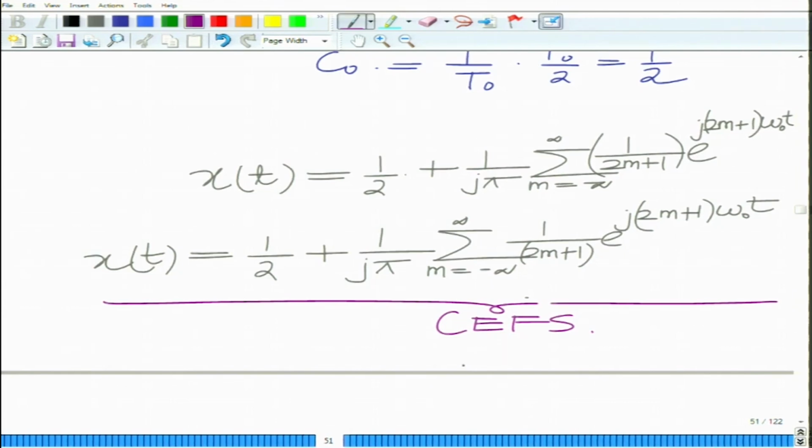So basically what we have done in this module is we have started looking at problems for the Fourier analysis of continuous time signals and systems. In particular, we have looked at an example which finds the complex exponential Fourier series of a simple signal, followed by the complex exponential Fourier series of a periodic square wave. In the subsequent module, we will also find the trigonometric Fourier series representation of this.